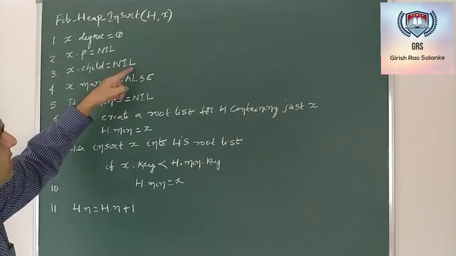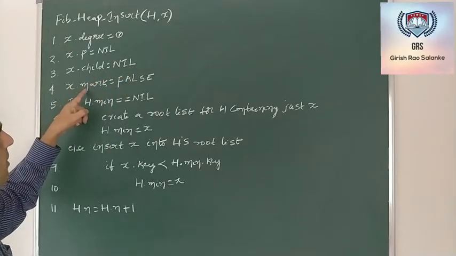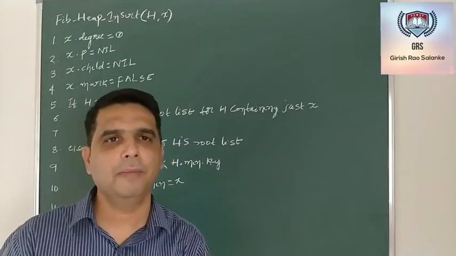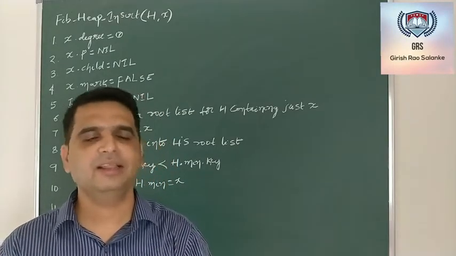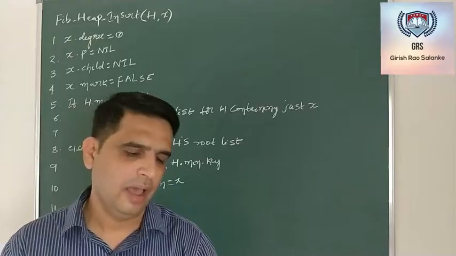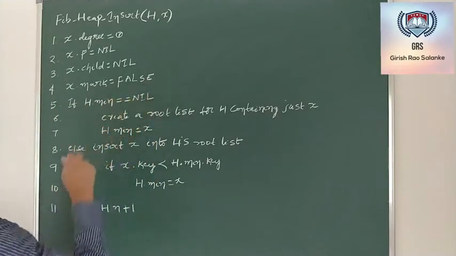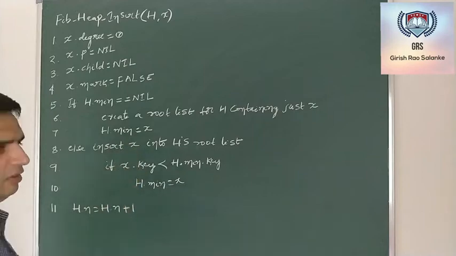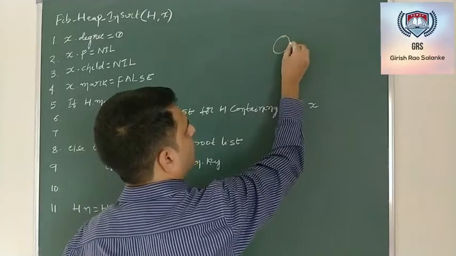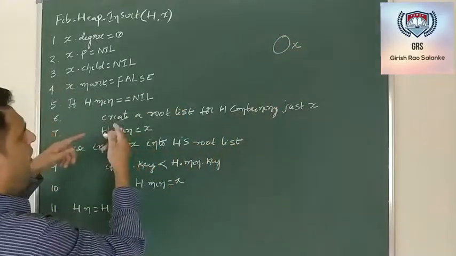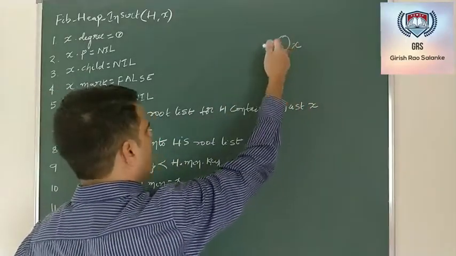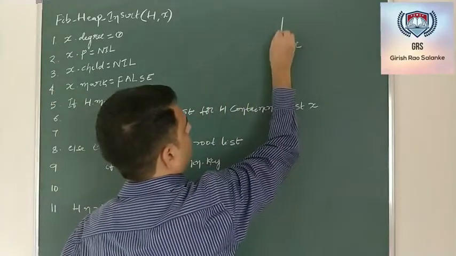And then the child is set to nil, and x dot mark. I have told that all the nodes in a Fibonacci heap can either be marked or unmarked. Marked in the sense it has lost children. A newly created node will never be marked, so x dot mark is set to false. Now if you are calling this insertion operation for the first time, then the Fibonacci heap does not exist at all. That means whatever x you have, you will create a root list for h containing x. In the h, this will be the only node, and you will set min of h to this node.